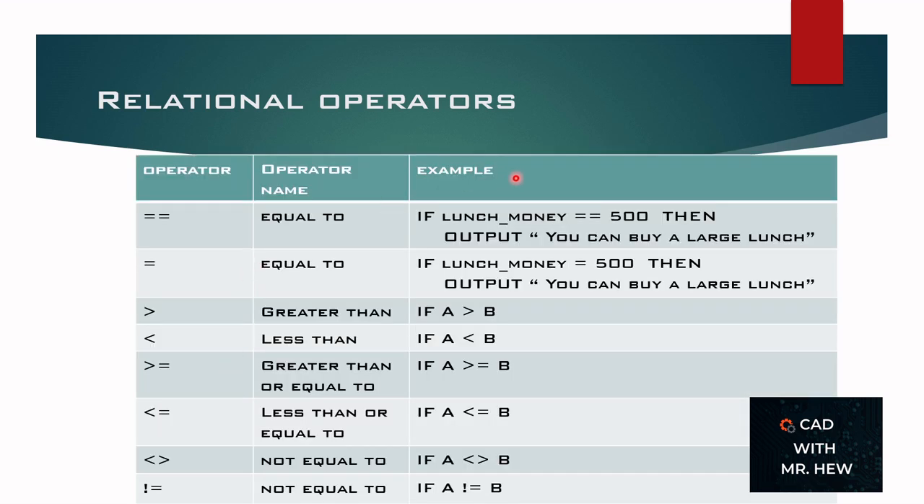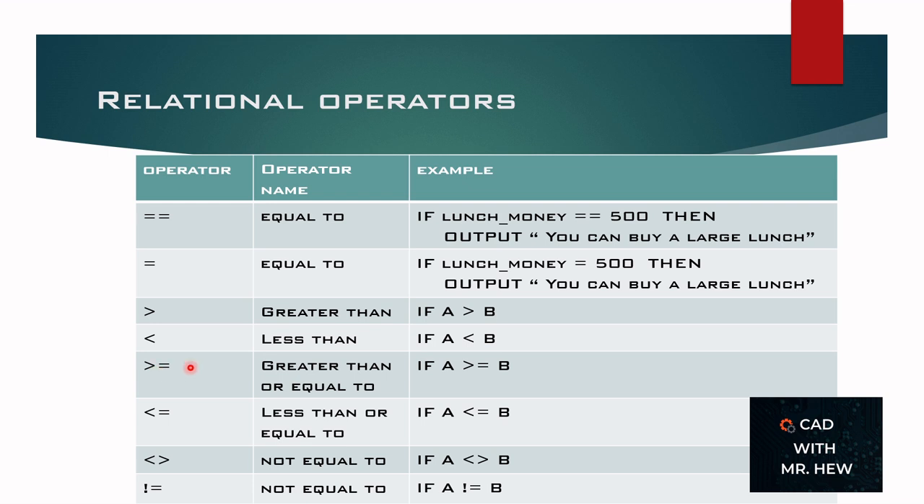So here we're going to show you an example for each of them. So here we have the operator equal to, the name of it is equal to, and the example is if lunch money is equal to 500, then output you can buy a large lunch. This is another way to represent equal to. So the similar example will be used if lunch money is equal to 500, then print output you can buy a large lunch. Then we have greater than, and the example is if A is greater than B. We have less than, and the example is if A is less than B.